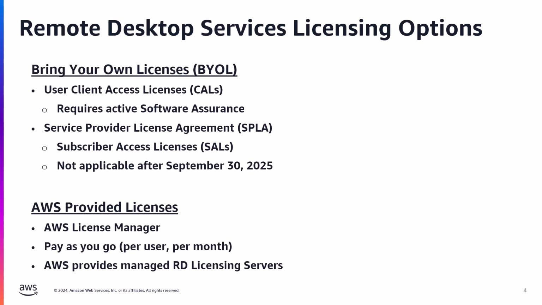The final licensing option is using AWS-provided licenses through the AWS License Manager service. The AWS-provided licenses are pay-as-you-go. Each license is assigned to a user account and billed on a monthly basis. This means you can scale up or down depending on your monthly application needs. When using AWS-provided licenses, the Remote Desktop Licensing Server will be provided by AWS as a managed service.